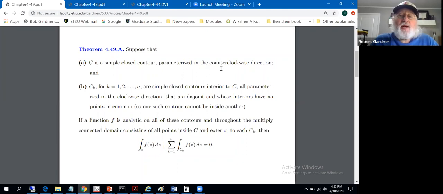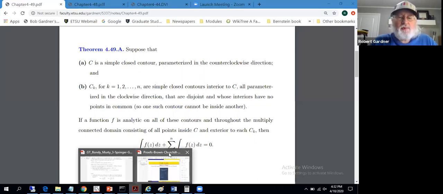C is parameterized counterclockwise and the little C sub k is parameterized clockwise. It's opposite orientations in a sense. If function f is analytic on all these contours and throughout the multiply connected domain consisting of all points inside C and exterior to the C sub k's, then the integral over C of f of z dz plus the integral over each of those C sub k's, summed from 1 to n, of f of z dz equals 0. Okay, here's what that really means.